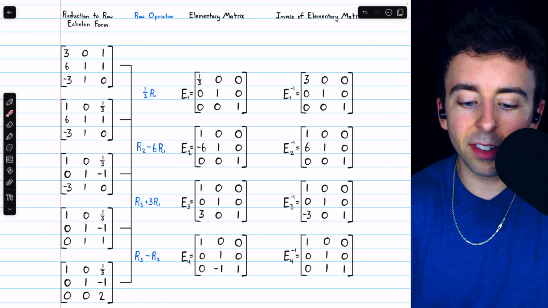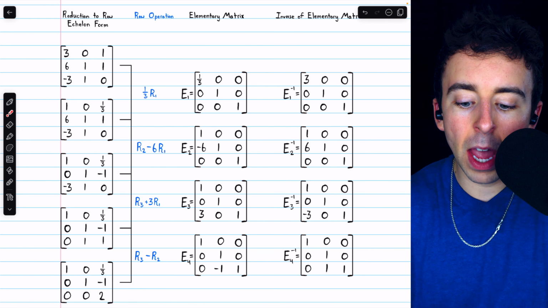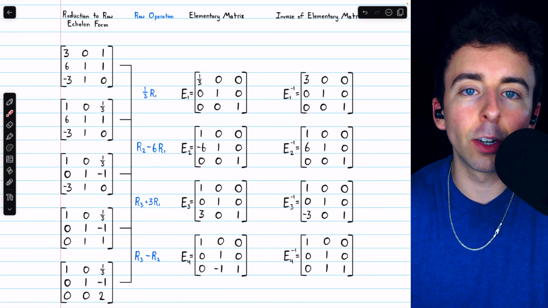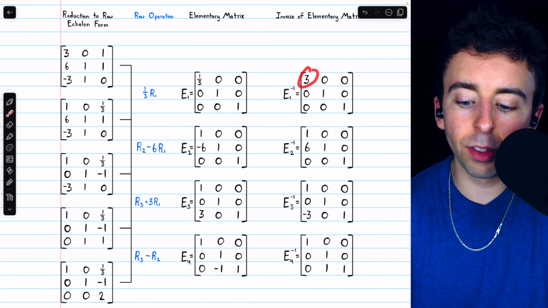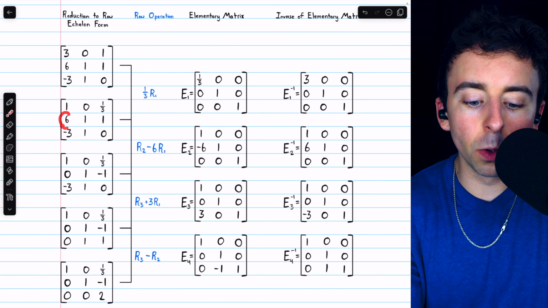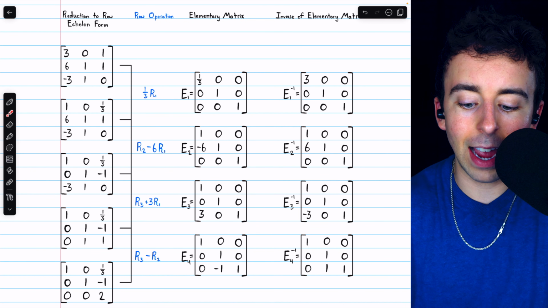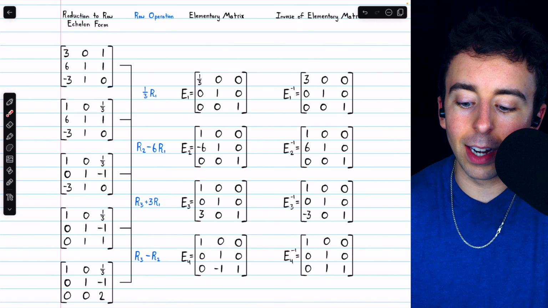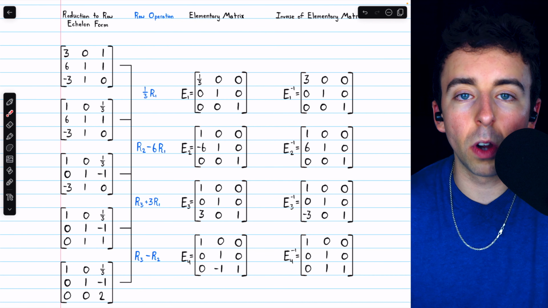Just quickly going through these steps, we first multiply row 1 by a third to get a leading 1. The elementary matrix that represents that has 1/3 in that leading entry of row 1, and its inverse has the reciprocal of 1/3, which is 3, in that leading entry. We then subtract 6 row 1 from row 2 in order to get a 0 below that leading 1. The elementary matrix corresponding to this has a -6 in that row 2 column 1 entry, and its inverse has the opposite, +6, in that row 2 column 1 entry.